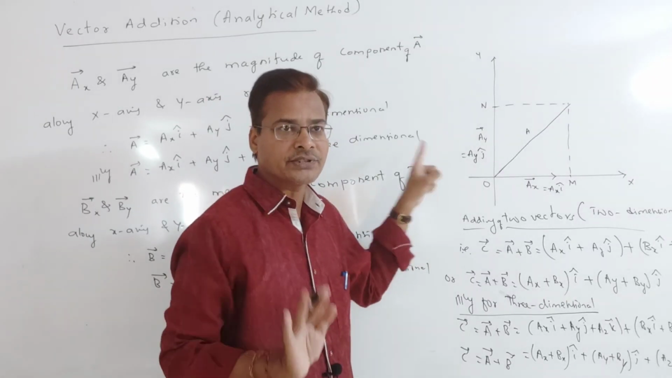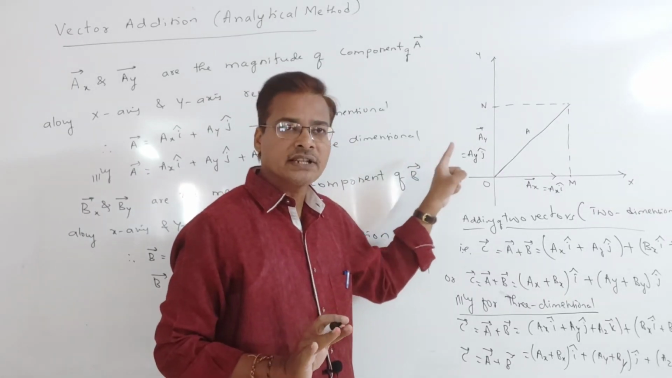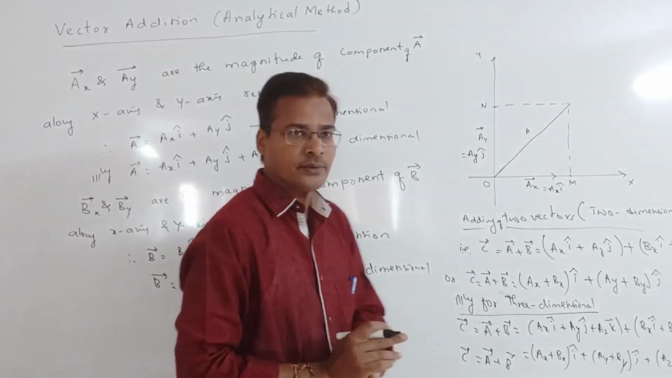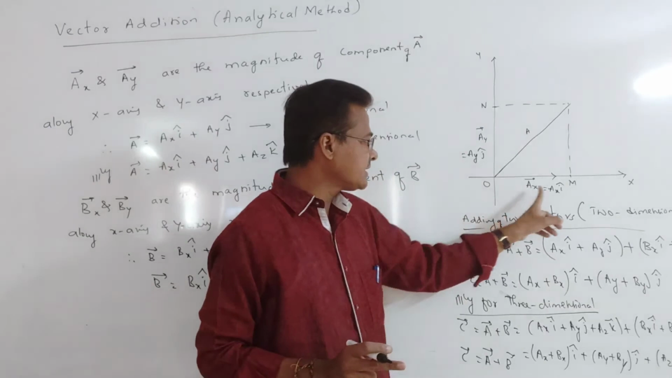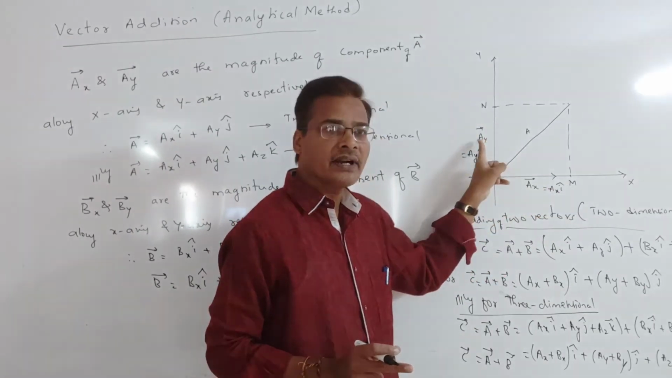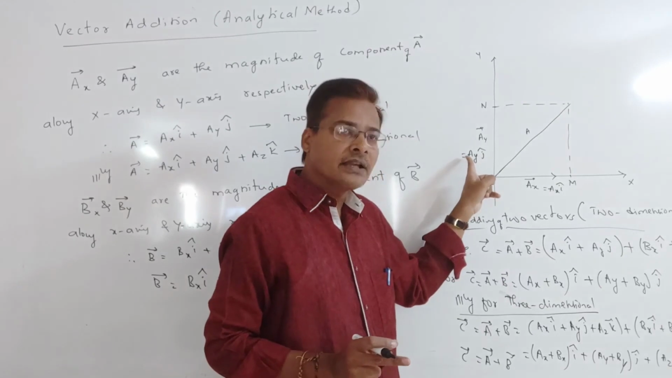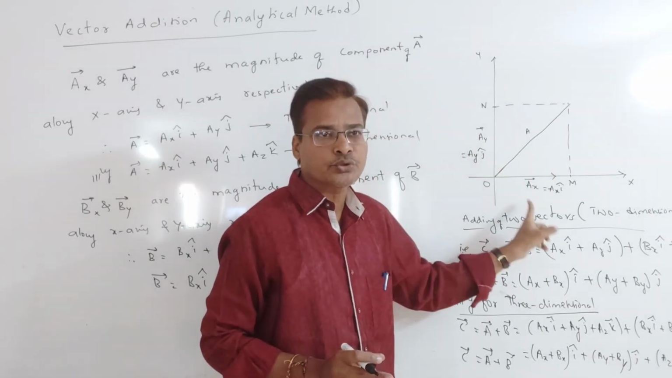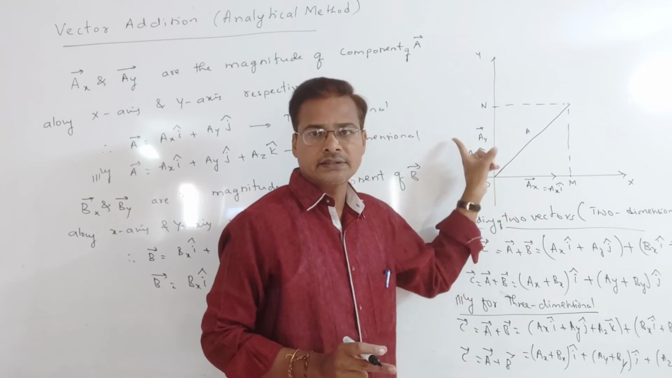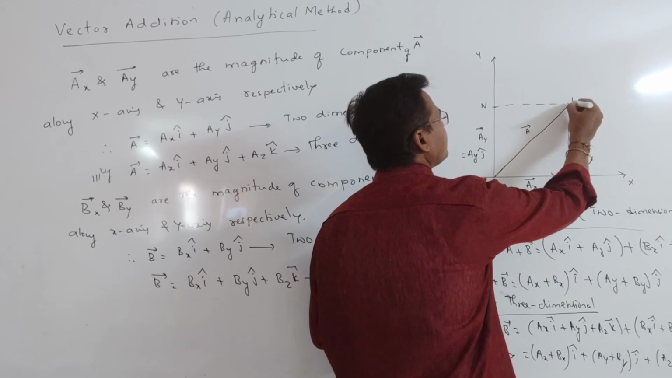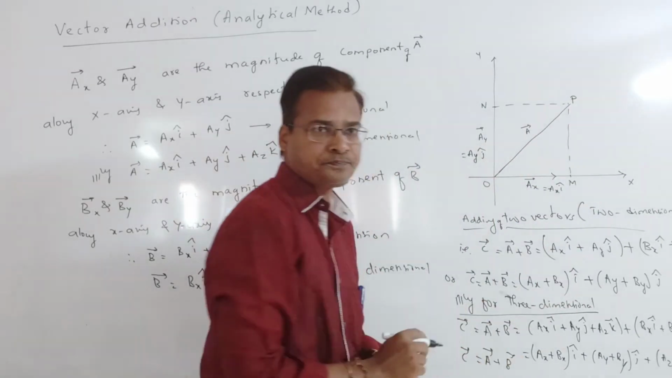3-dimensional. One is 2-dimensional group. First you understand the 2-dimensional. So then we can understand the 3-dimensional also. Okay. So Ax vector means Ax i cap. Then Ay vector means Ay j cap. So A is the resultant of these two components. This is the resultant. This we can write as A vector.